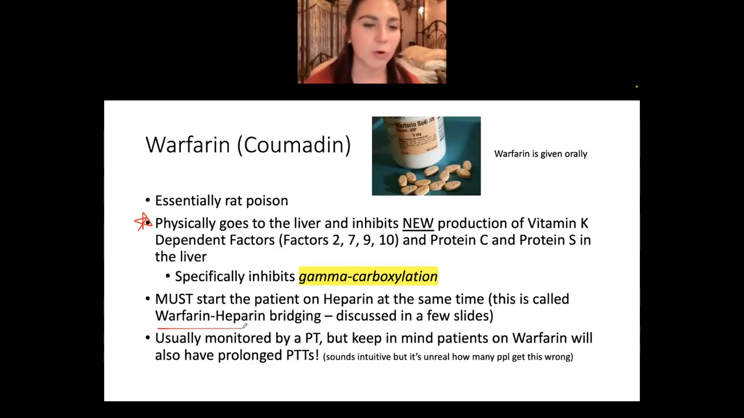This process is called warfarin heparin bridging, and I'm going to go into it, but it will not make sense why you bridge. Like, why do you bridge if you don't understand how it's working? It's blocking that new production of 2, 7, 9, and 10, protein C and protein S.